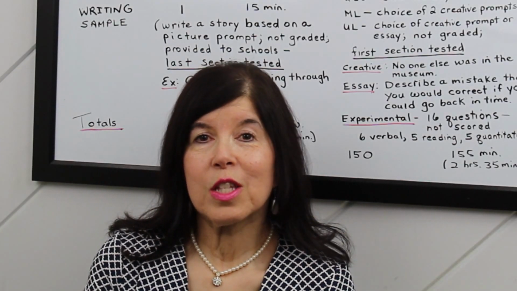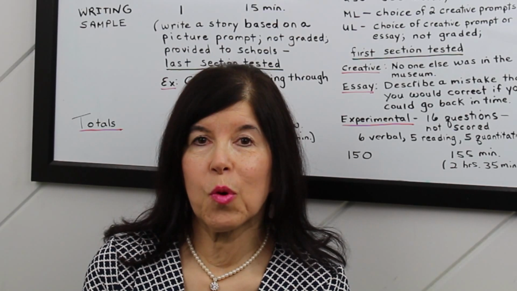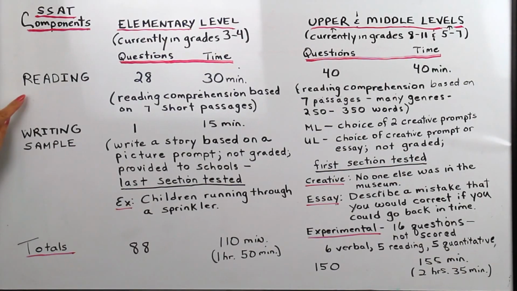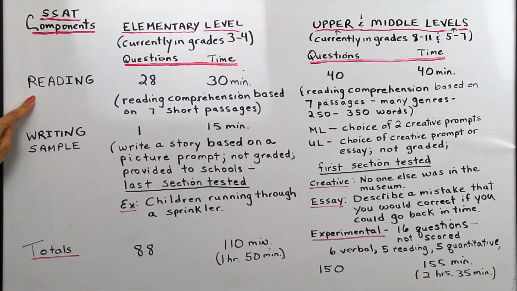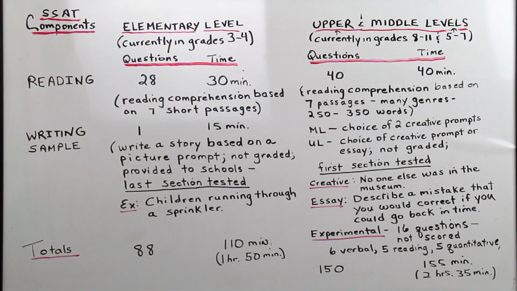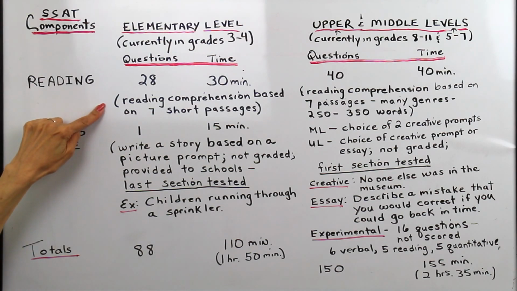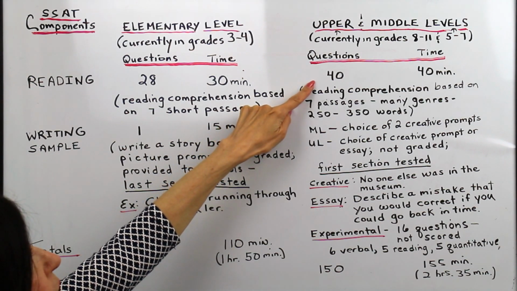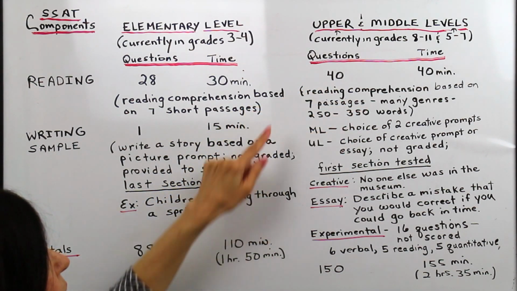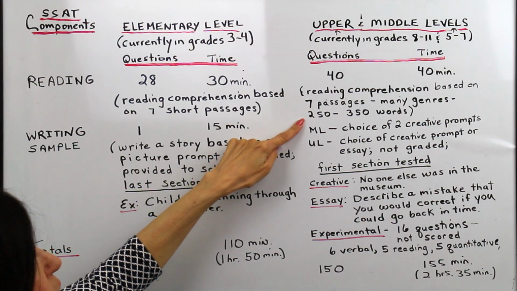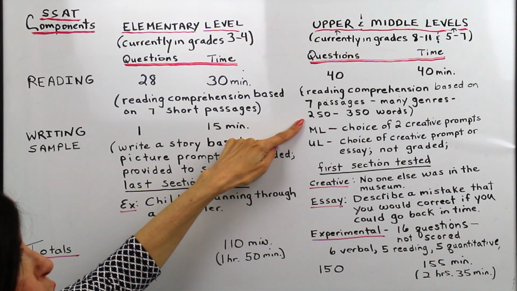So let's look at the last few components for the elementary level and the upper and middle levels of the SSAT. So the reading section for the elementary level consists of 28 questions in 30 minutes. And this is basically reading comprehension based on 7 short passages. For the upper and middle levels, there's 40 questions to be completed in 40 minutes. This is also reading comprehension based on 7 passages, but they're much longer. They are taken from many genres, and each passage is approximately 250 to 350 words.